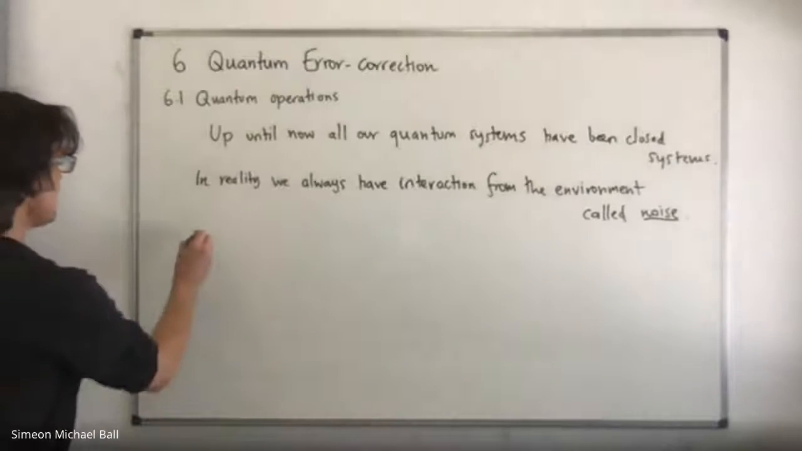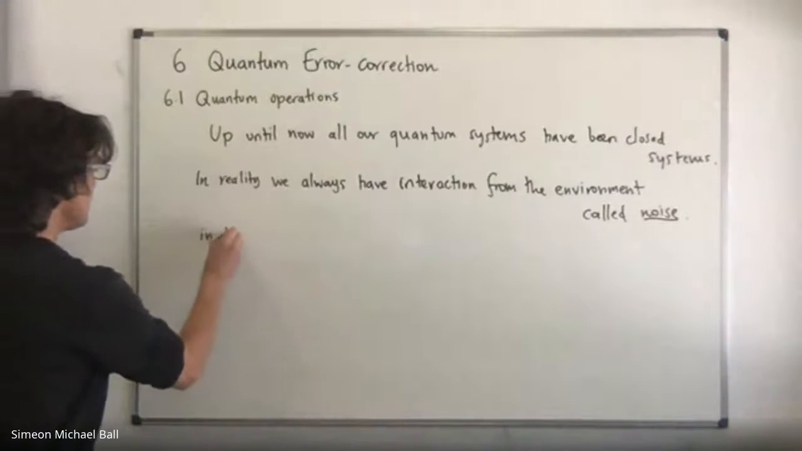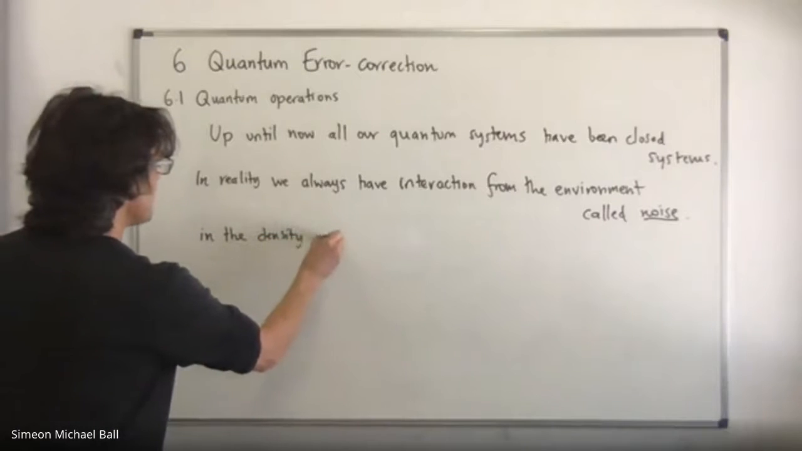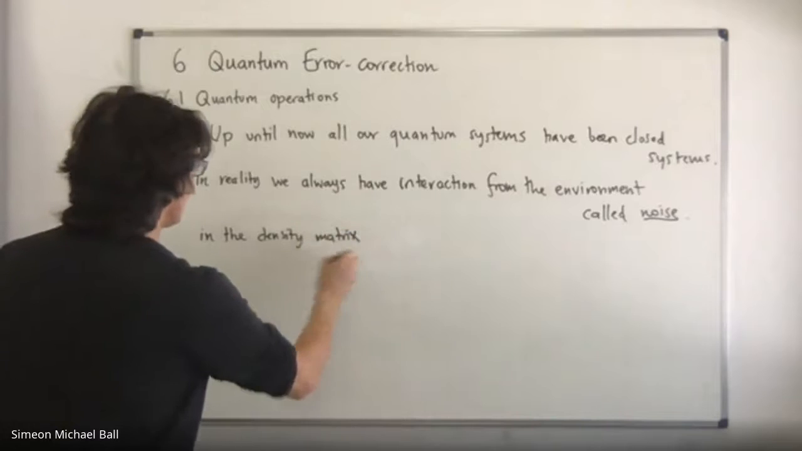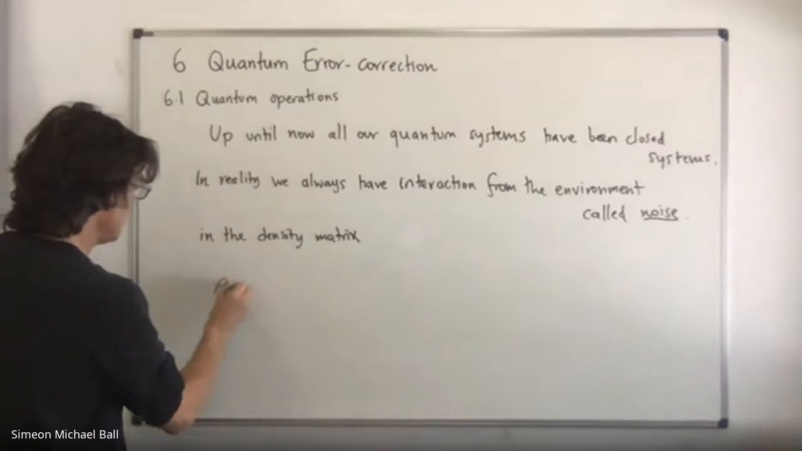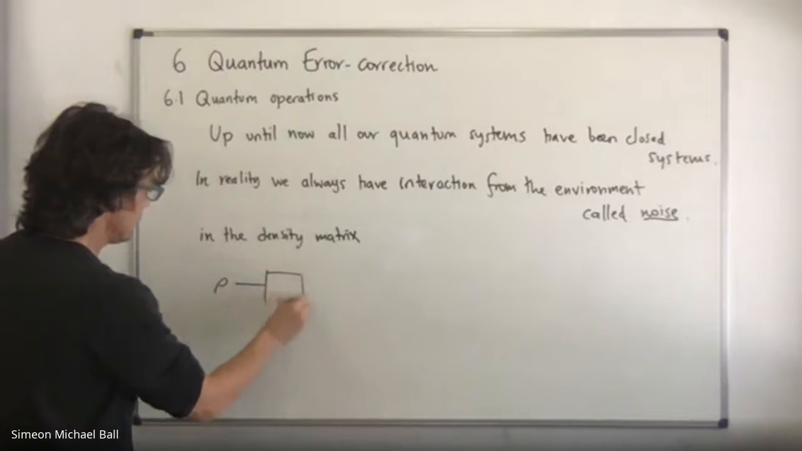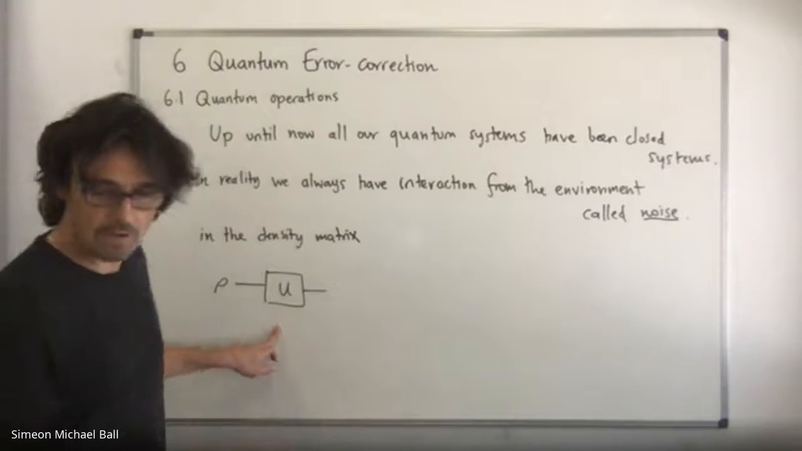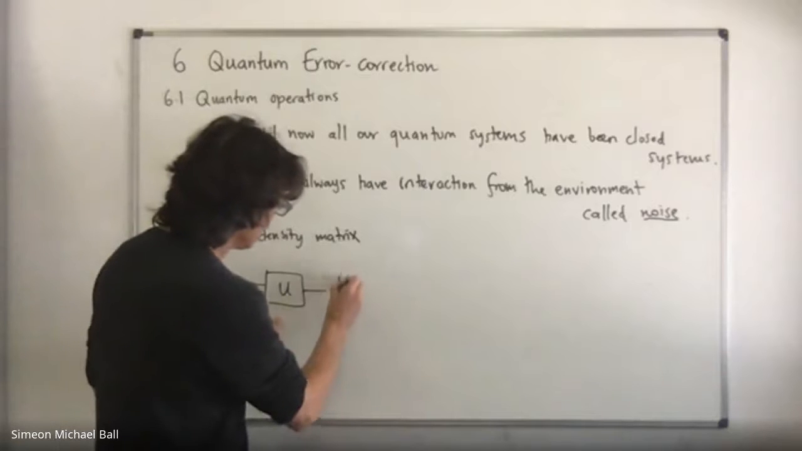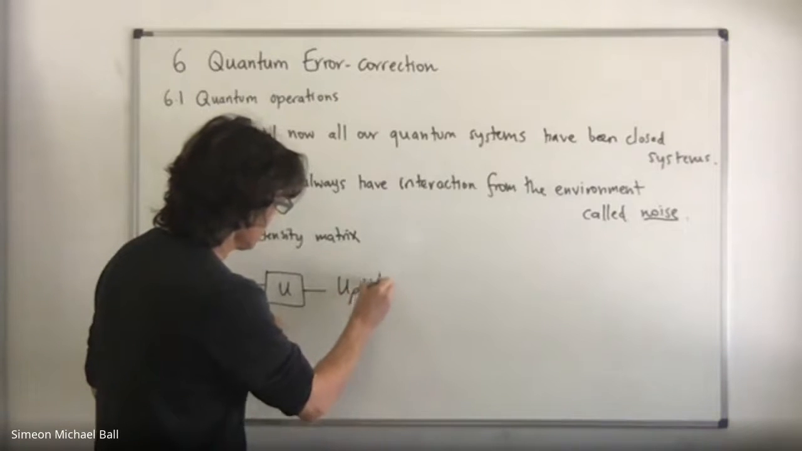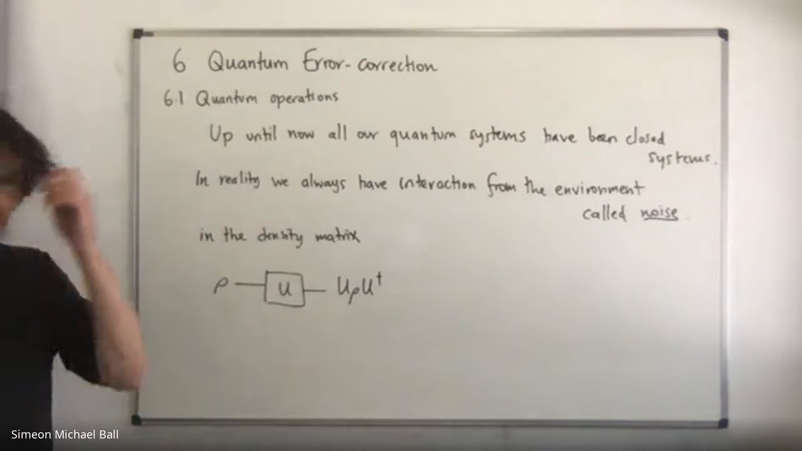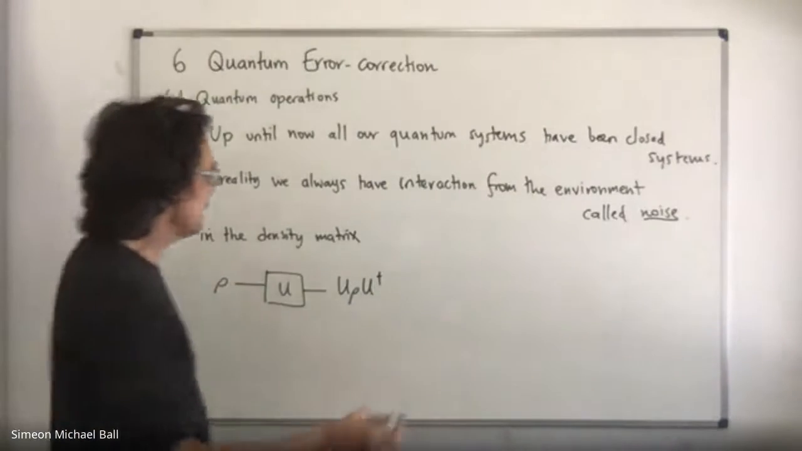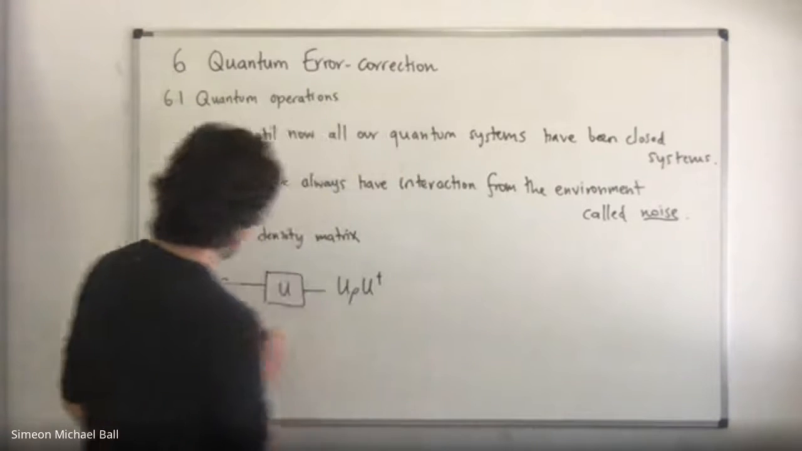Well, in terms of the density matrix, let's get back to things. We have a rho coming in, hitting our unitary operator, and our unitary operator then affects our density matrix in this way. So that will go like this, and this will be a closed system.